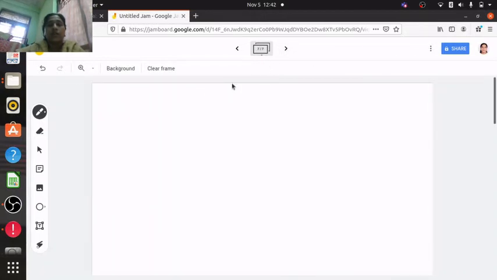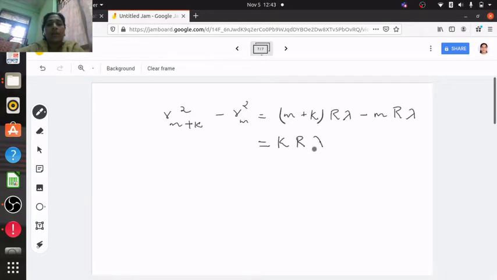Next, we have to find out the wavelength of the light used. We have to calculate the wavelength of the monochromatic light used. We do this step: R_{m+k} squared minus R_m squared is equal to, what is R_{m+k} squared? (m+k) r lambda, minus, what is R_m squared? m r lambda. This is equal to k r lambda.